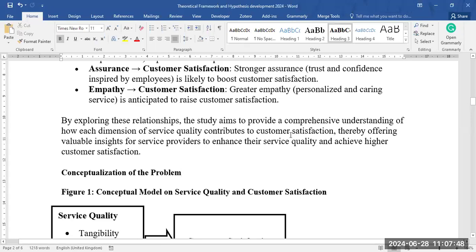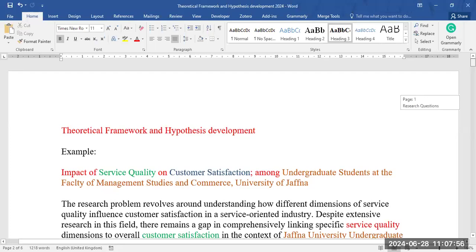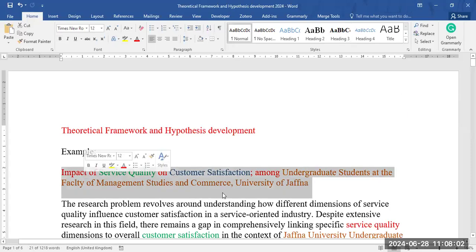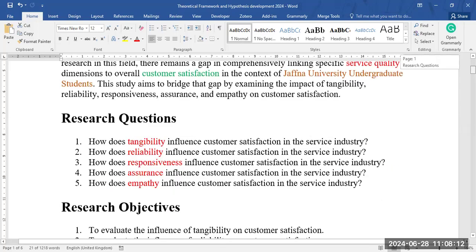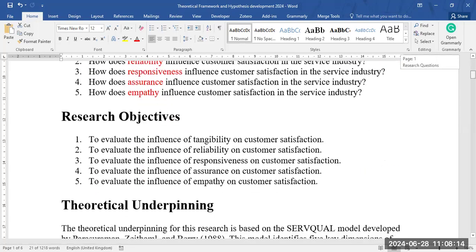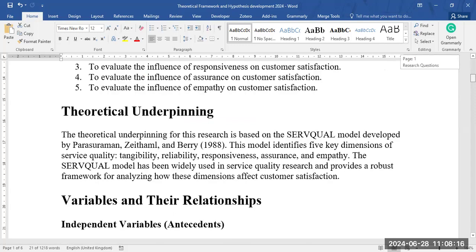So we are discussing the theoretical framework and hypothesis development. From the last class we discussed the title as an example: impact of service quality on customer satisfaction among undergraduate students at the Faculty of Management Studies and Commerce, University of Lucknow. Then we identified the research problem, the research questions, the research objectives, and the theoretical underpinning also.